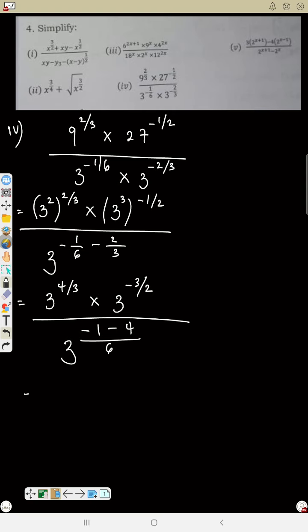So this is the same thing as here. Also apply the law of indices. That will be 4 over 3 minus 3 over 2 divided by 3 raised to power minus 5 over 6. So continue here.